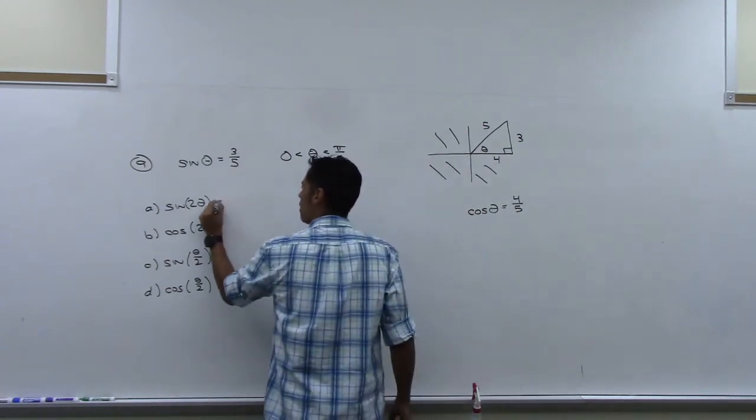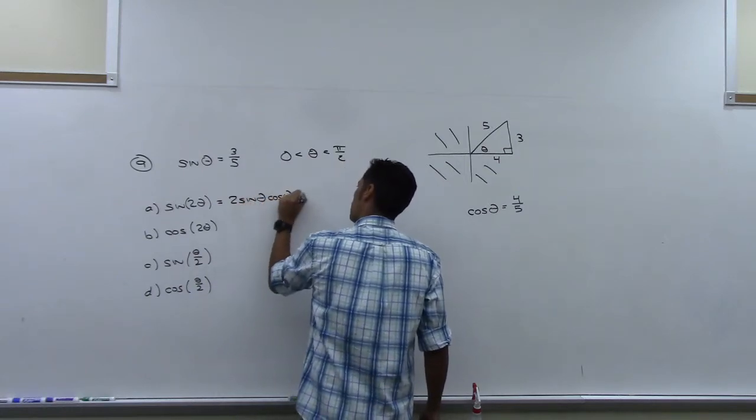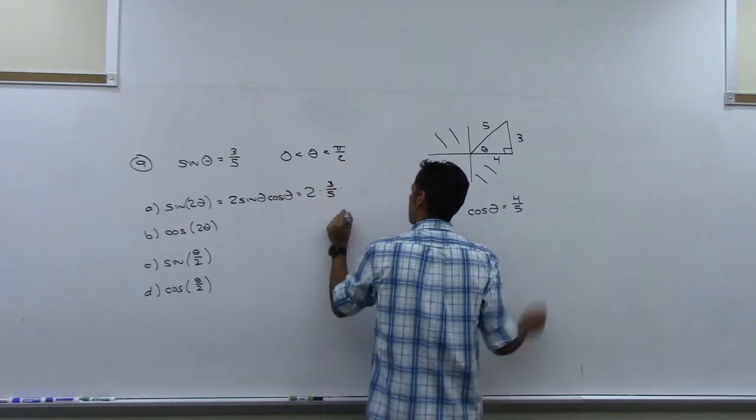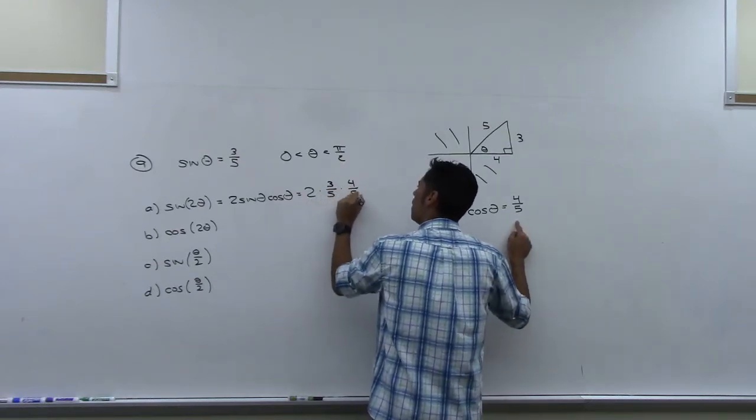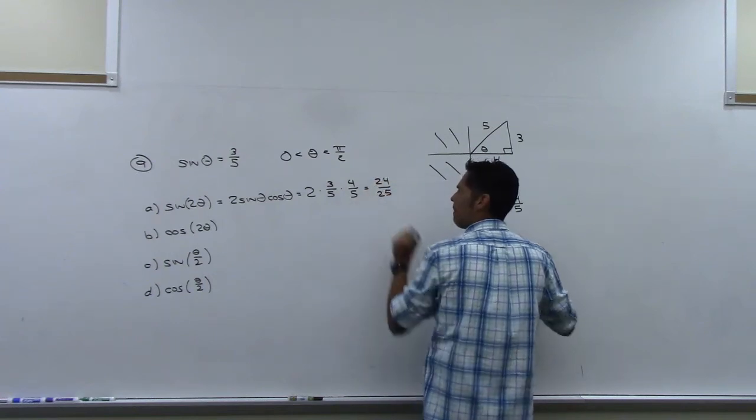So sine of 2 theta, the formula is 2 sine theta cosine theta, which is 2 times sine theta, which is 3/5, times cosine theta, which is 4/5. And if we multiply this all together, we get 24/25.